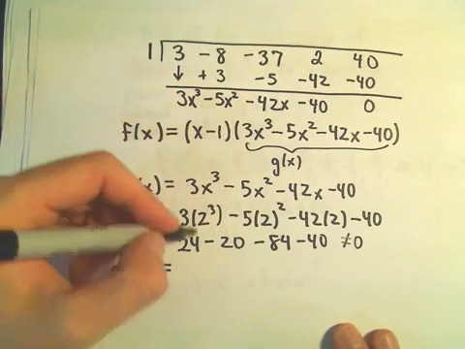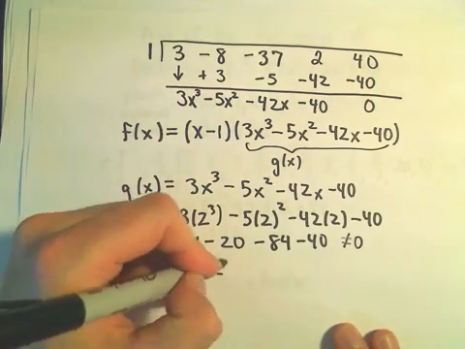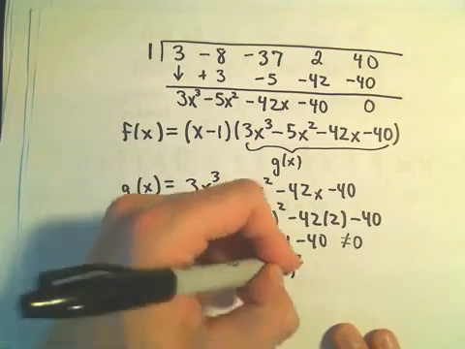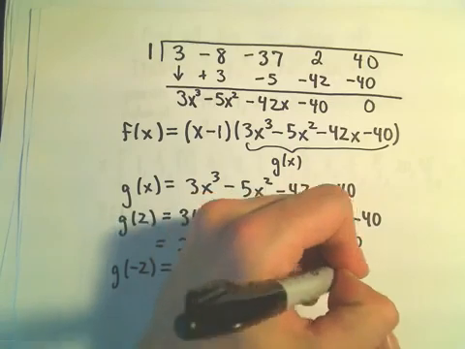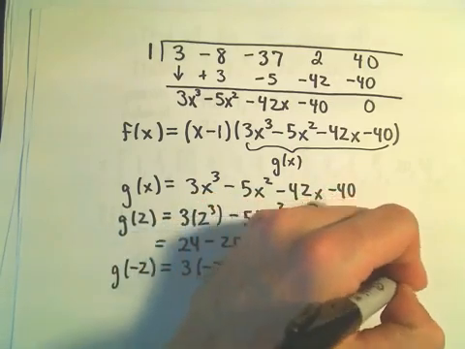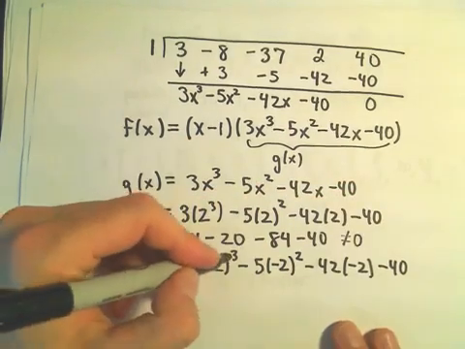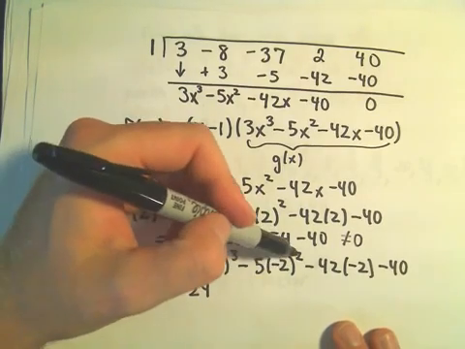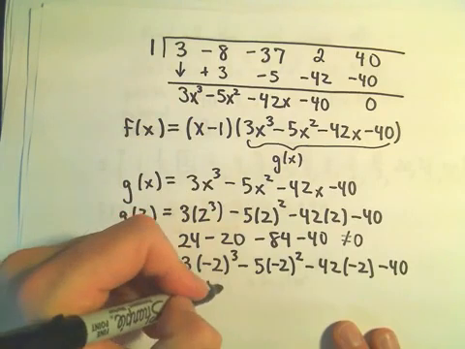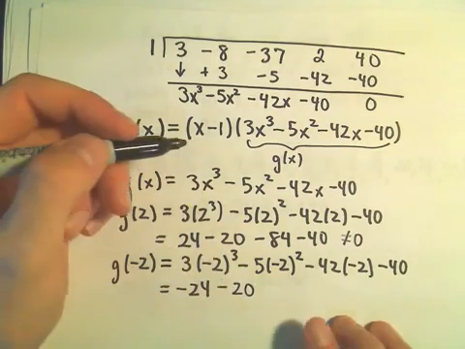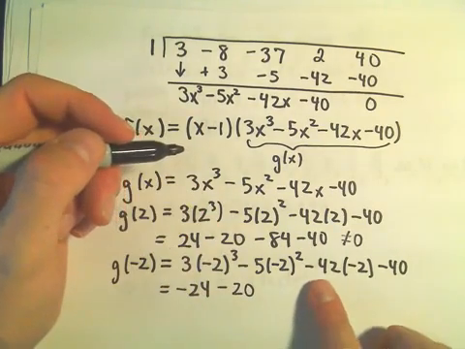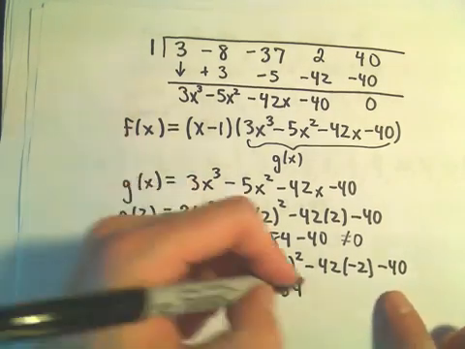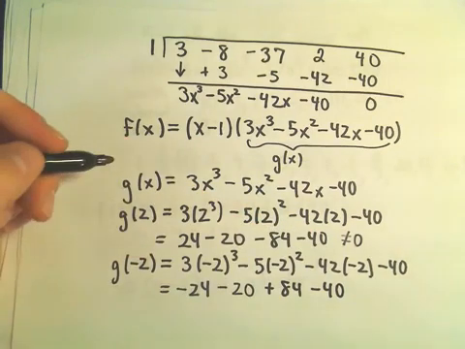So if I plug negative 2 in, we'll get 3 times negative 2 cubed minus 5 times negative 2 squared minus 42 times negative 2 minus 40. Negative 2 cubed is negative 8 times 3 would be negative 24. Negative 2 squared is 4 times negative 5 would be negative 20. Let's see. Negative 42 and negative 2 will be positive 84. And then we've got our minus 40 left over.